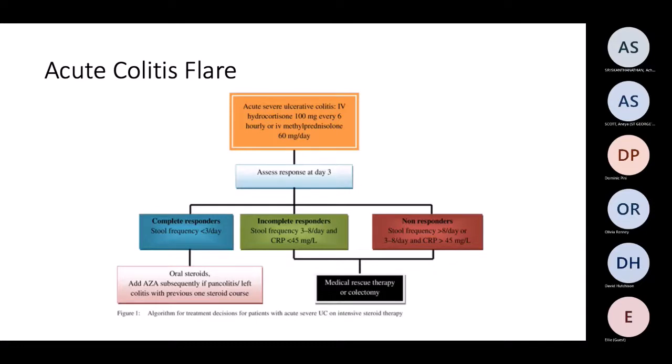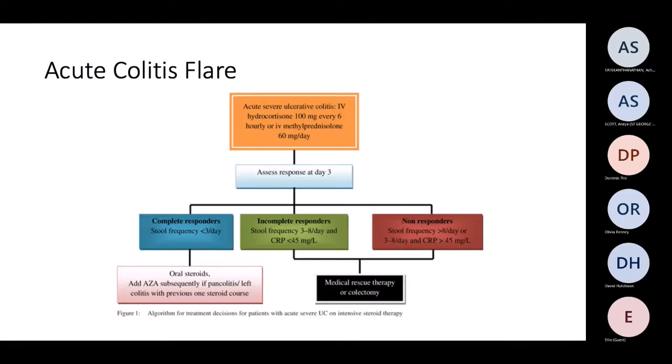And we do the same for non-responders, so people that have not had any effect from the steroids, they're still going more than 8 times a day and their CRP is still high. And then if we try the biologic or cyclosporin and it still doesn't work, then we would look into doing an emergency colectomy. And often in emergency situations for UC patients, they'll do what's called a subtotal colectomy. And that is removal of most of the colon, but sparing the rectum. And that leaves a person with an ileostomy, and they have a rectal stump.